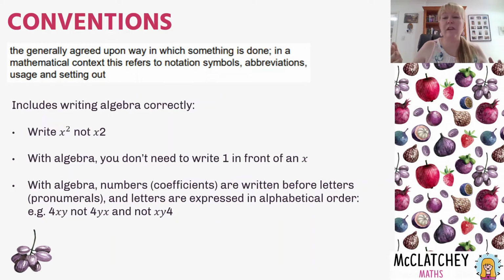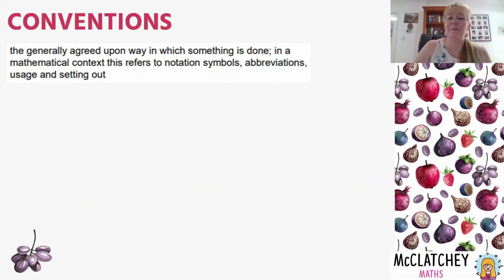That's a typical convention for algebra as well. So we would write 4xy, not 4yx, and not xy4. Now, in reality, they're all multiplied by each other, and we don't really need to worry about what order we multiply things in, but this is all about the correct conventions, the things that are generally agreed upon as the way we do them.